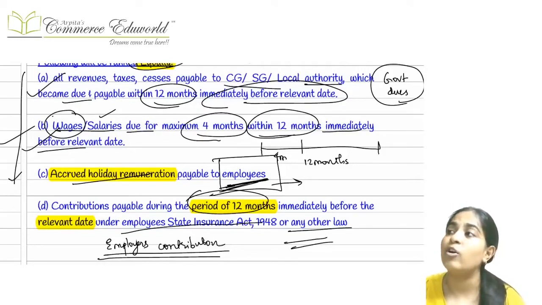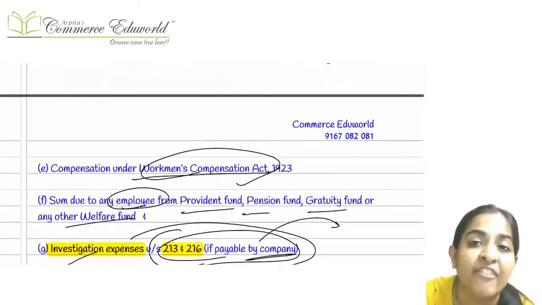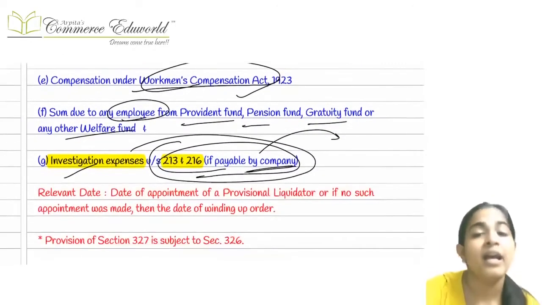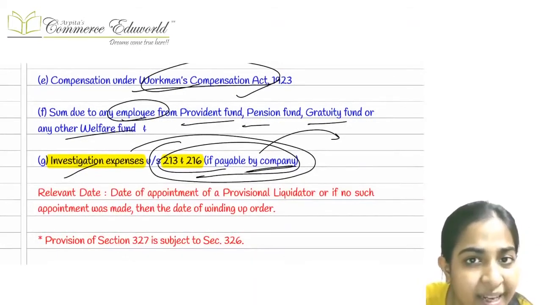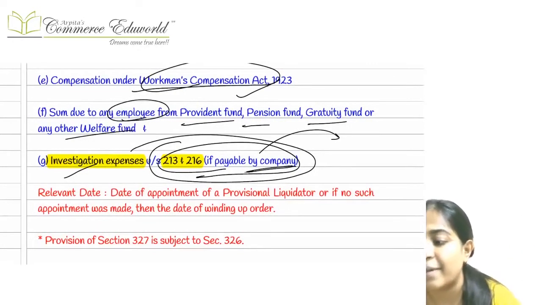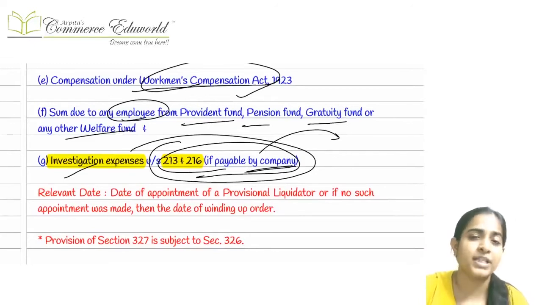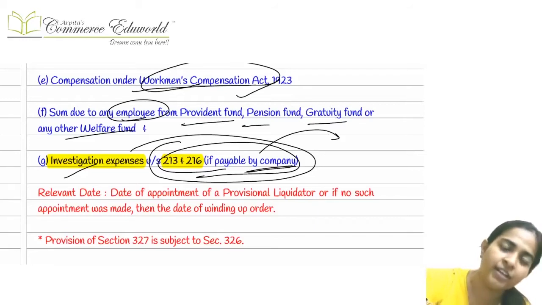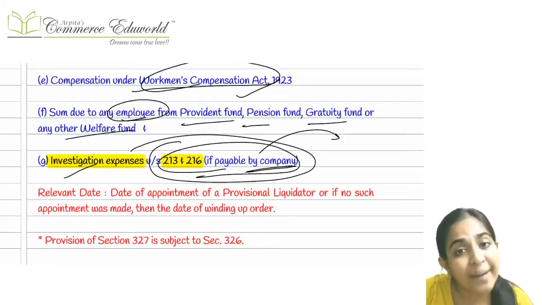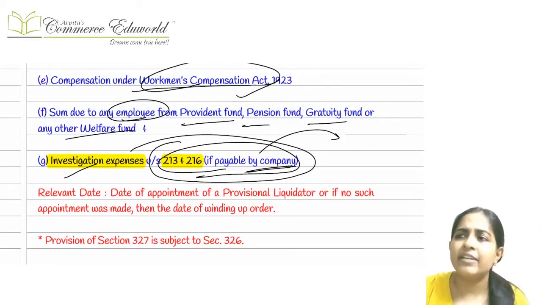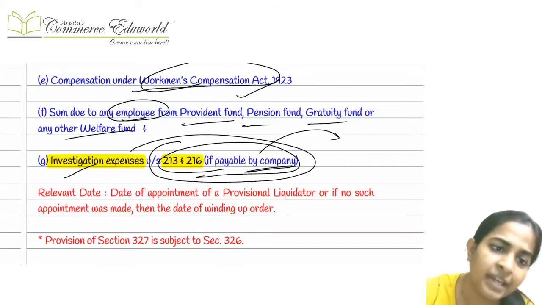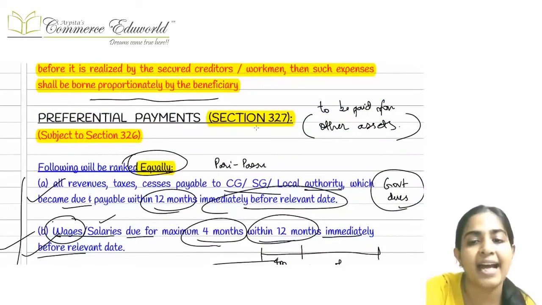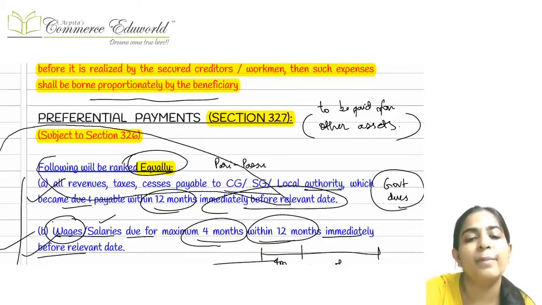Okay, similarly, if any employer's contribution was due to any fund like Provident Fund, ESIC, etc., then we are going to pay that. If any compensation was payable under the Workmen Compensation Act, then that has to be paid here. If any money was due from the Provident Fund to the employee, then we are going to pay that to the employee first. And any other investigation expenses which were due from the company, we are going to pay these 7 points proportionately.